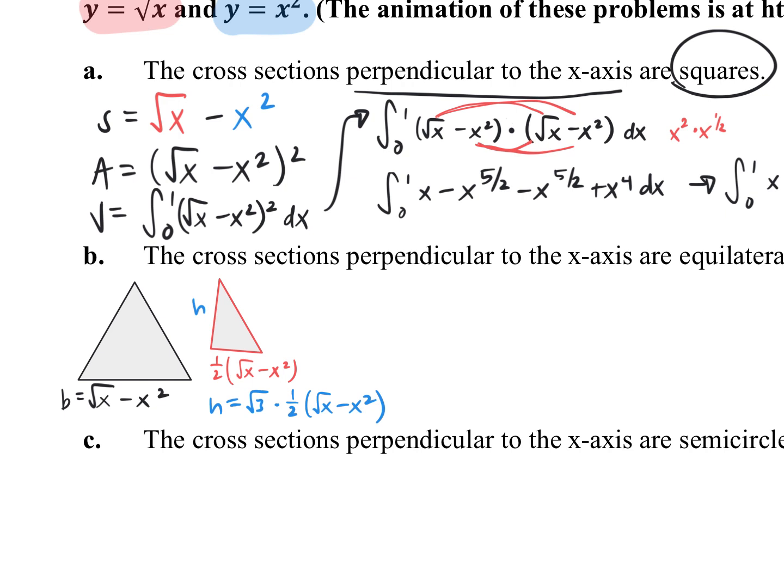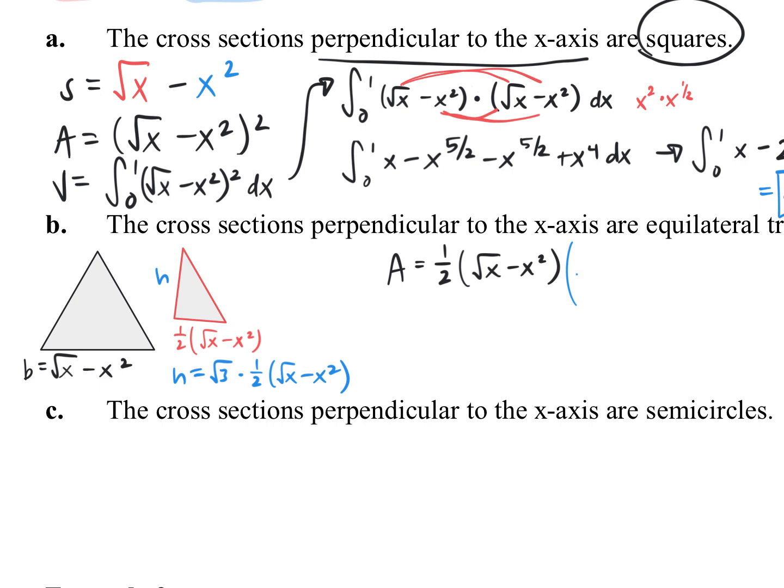So now the next thing we have to do is find the area of the shape that we're doing. Okay, so my area formula is 1/2 my base, which is the square root of x minus x squared, times my height, which is the square root of 3 times 1/2 times the square root of x minus x squared. Okay, are we all okay so far? All right, so now I'm gonna simplify this a little bit before we integrate it, so that way we hopefully don't make as silly mistakes.